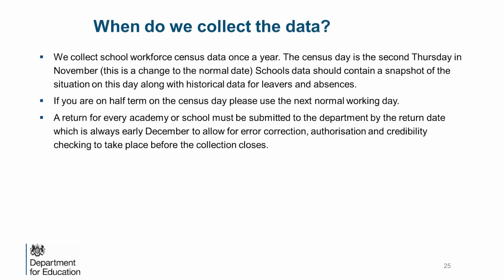School workforce census takes place once a year. Details are provided in the guide. Schools' data should contain a snapshot of the situation on this day along with historical absence and leavers data. A return for every academy or school must be submitted to the department by the return date to allow for error correction, authorisation and credibility checks to take place before the collection closes.